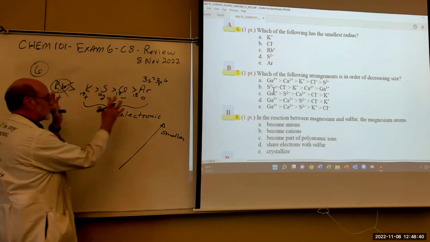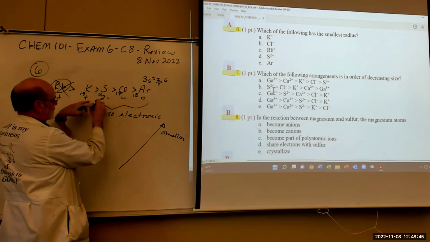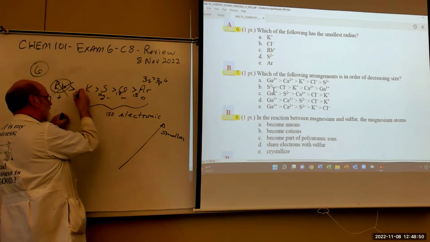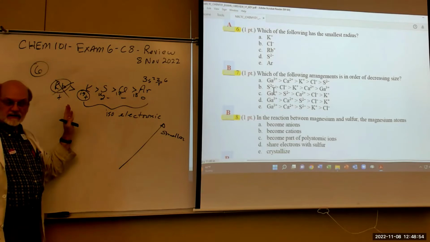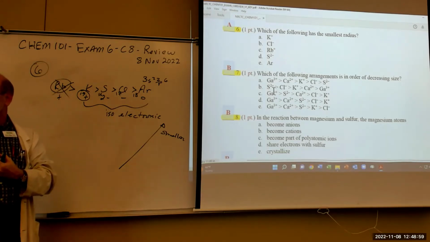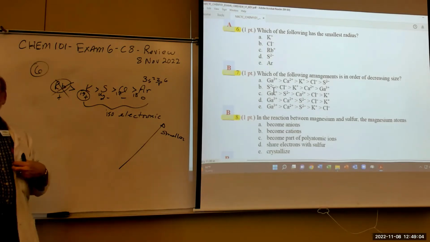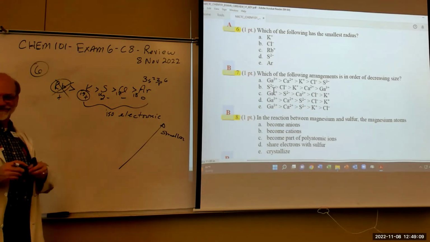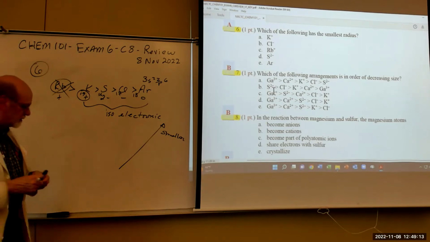Okay. Now that these are isoelectronic, we look at the number of protons. So we got the same number of electrons, but we got 19 protons there. That's a higher effective nuclear charge than any of the others, pulling on the same number of electrons. So that means this one has to be the smallest. And you can verify it with real data. It's true. Okay. Did I lose anybody?